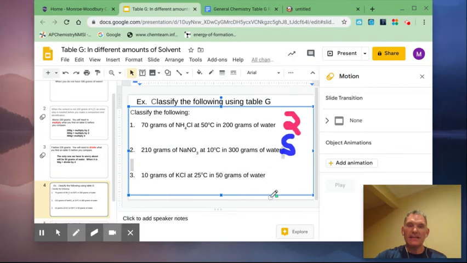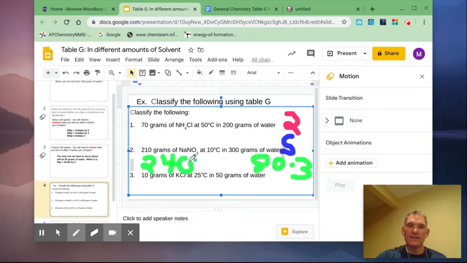Hold on for a second. It's going to be 80 times 3, because again, it's 300 grams of water. So that's going to give me an answer of 240 grams of solute. So now I'm going to compare.